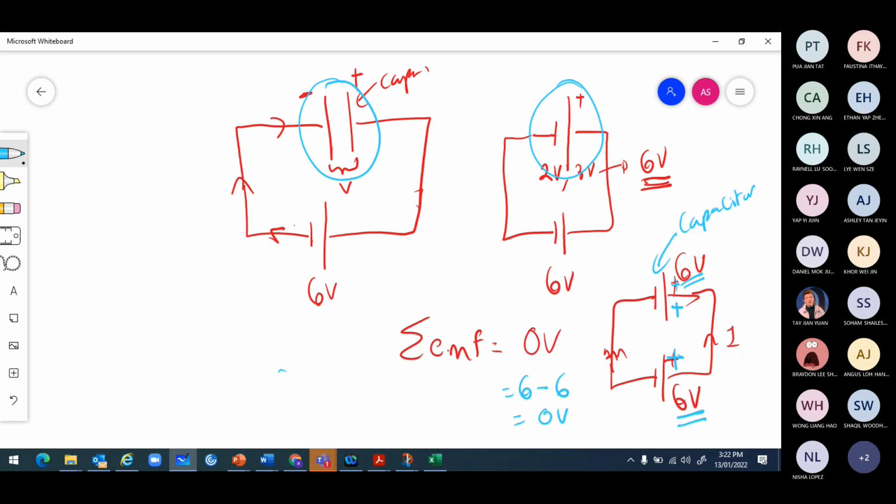When the total EMF in the circuit becomes 0 volts, there is no current to flow. For the current to flow, you need to have a potential difference. The bottom battery wants the current to flow in an anti-clockwise direction, but the capacitor, which is also 6 volts, wants the current to flow clockwise. So opposing each other, finally no current flows because the total EMF is 0.